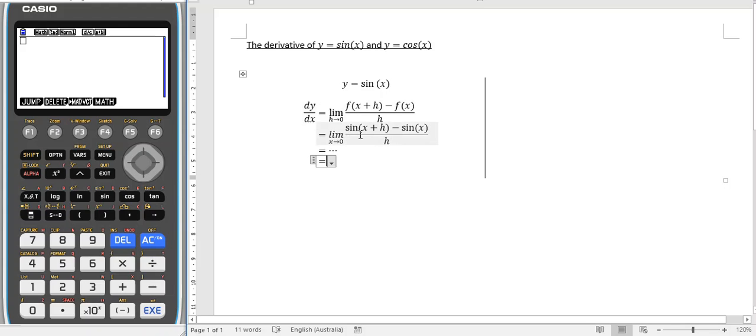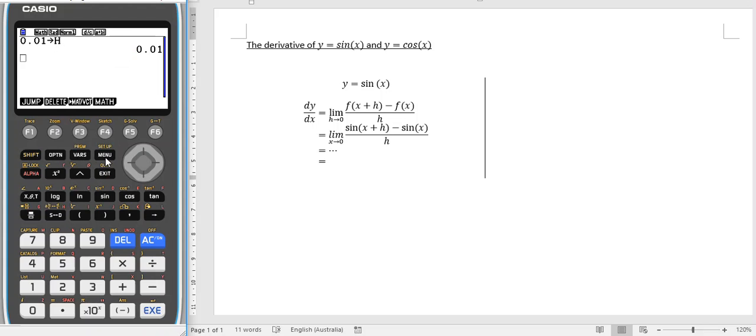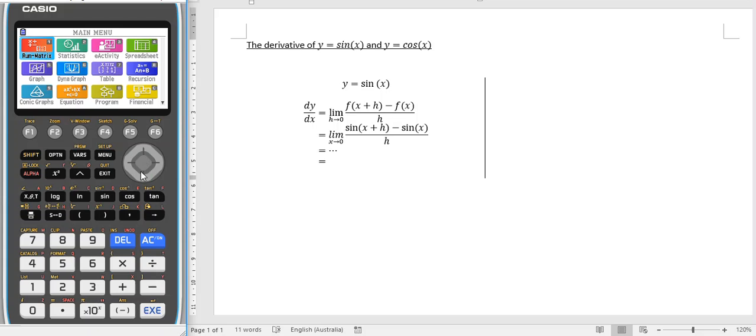I can certainly have something like this on my calculator with sine of x, but it's the h business. So what I'll do on my calculator is store a very small number, like 0.01, in the variable or the memory h. I access that with the alpha key here. Now h is a number. That's great. I'll also double check with the setup menu that my angles are measured in radians. That's good. And now I'm going to go to my graphing app.